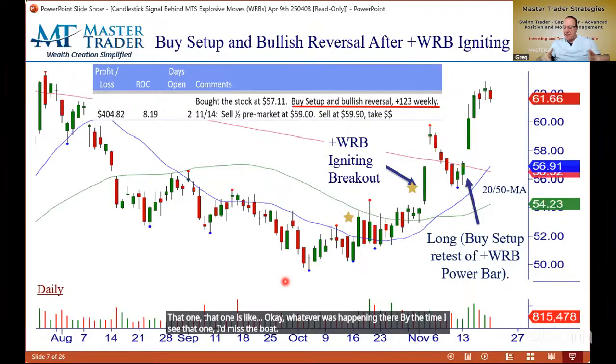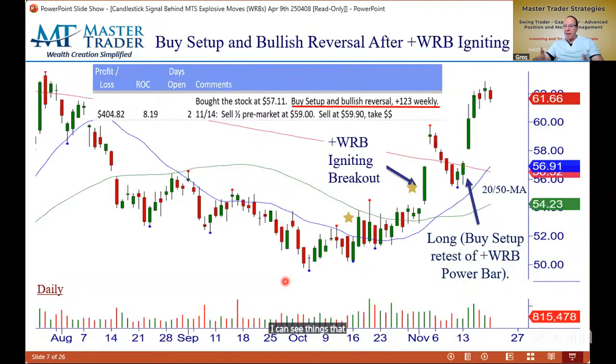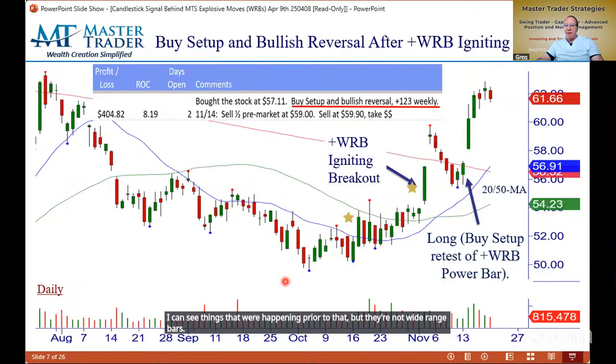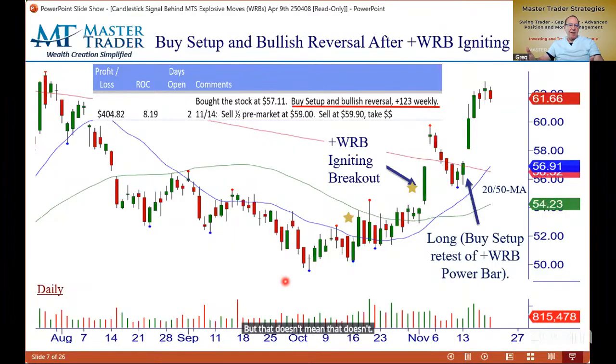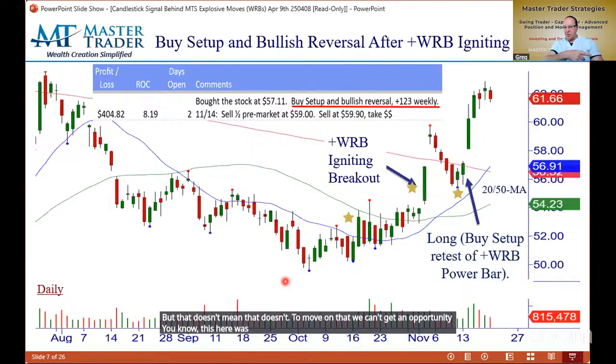Right? I can see things that were happening prior to that, but they're not wide range bars. But that doesn't mean that we can't get an opportunity. So this here was in one of the 9 pictures, was the pullback.